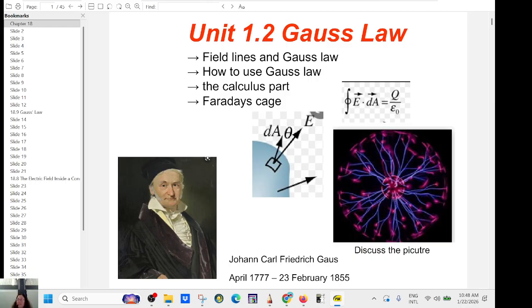Gauss's law. Okay, this is for the test as well. I'm going to try to explain it as simply as I can. Gauss's law is not easy. Gauss's law is just a mathematical tool to find the electric field when you have a nice symmetry. So I'm going to introduce that to you. Buckle up and bear with me. So he was a mathematician, Gauss.